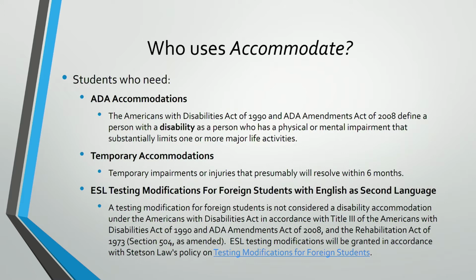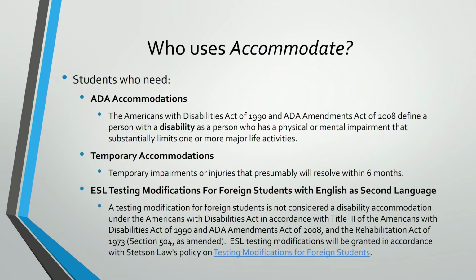ADA accommodations. The Americans with Disabilities Act of 1990 and ADA Amendments Act of 2008 define a person with a disability as a person who has a physical or mental impairment that substantially limits one or more major life activities. Temporary accommodations are those for temporary impairments or injuries that presumably will resolve within 6 months. ESL testing modifications are for foreign students with English as a second language.